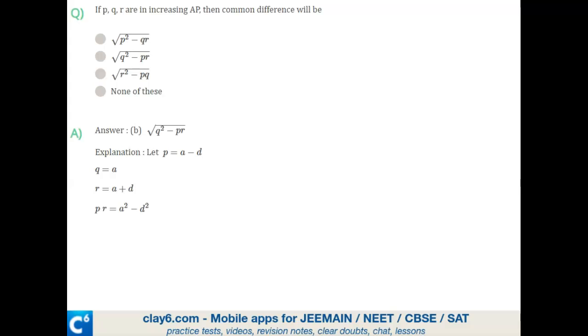Now we substitute it in this last derived equation. Since Q square is A square, we get D square as Q square minus PR. Just putting the values in and moving D square to one side and PR to the other side, we get D square, which gives us D equal to square root of Q square minus PR. Hence the answer is B.